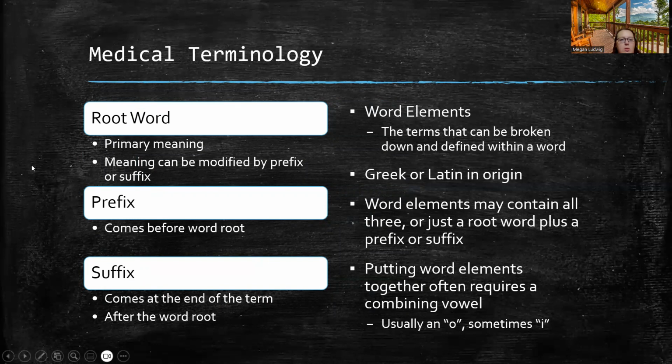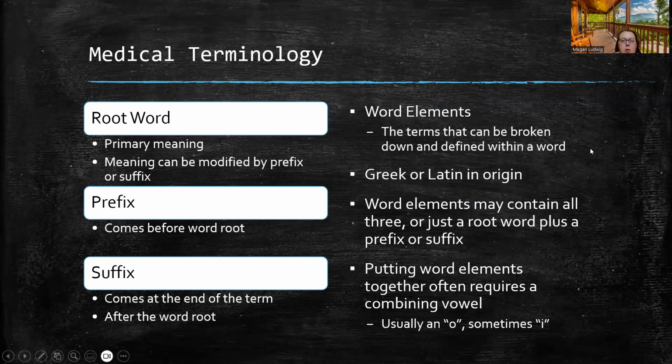So a root word is what the word really means, okay? It's usually found in the middle of the word or at the beginning if there's no prefix. It's the primary meaning, and the meaning of this can be modified by a prefix or suffix. A prefix always comes at the beginning, and a suffix comes at the end of a word or after the word root. Okay, so these three things are called word elements, and they're terms that can be broken apart or broken down and defined individually. And when you combine those definitions, it makes the entire med term.